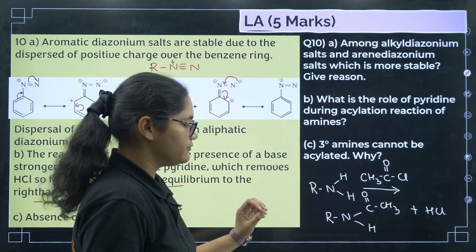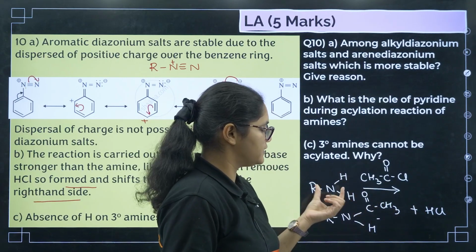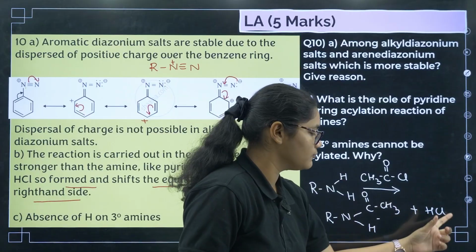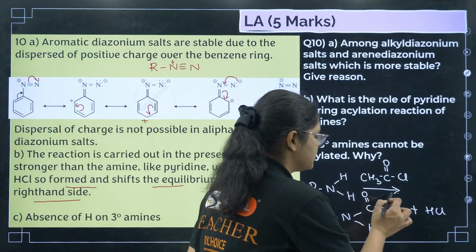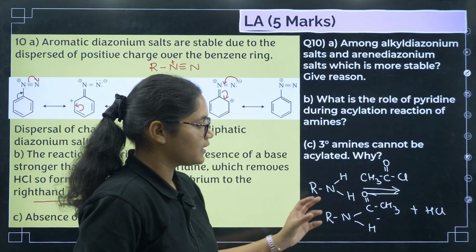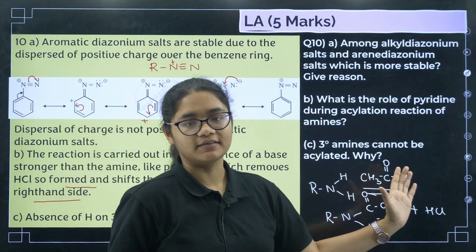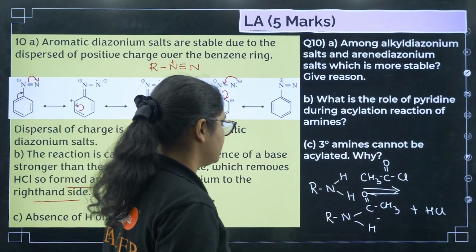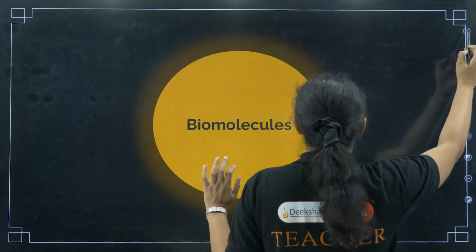Now, this reaction can get reversed; it can happen again in the other direction to give you this one. So what the pyridine does is remove this HCl that is formed continuously, so this becomes an irreversible reaction. Pyridine continuously removes this HCl so that the reaction can proceed in the forward direction. Tertiary amines cannot be acylated, as I have already discussed, because they don't have a hydrogen.